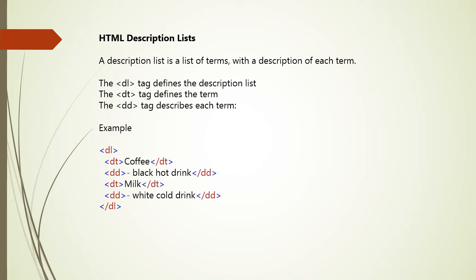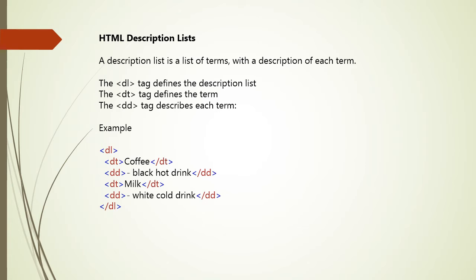What is HTML description list that we are going to see? HTML also supports description list. It is nothing but a list of terms with a description of each term. The description list is the ideal way to present a glossary, list of terms or other name value list.